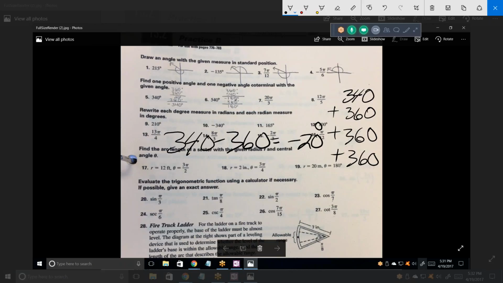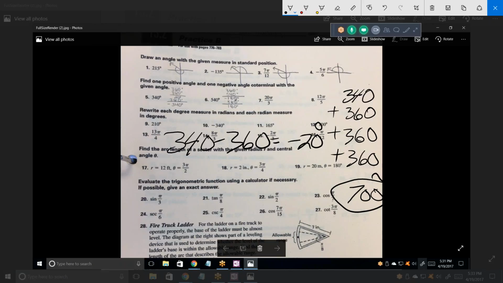So one positive would be 340 plus 360. You've subtracted them here. You don't want to subtract them. You want to add them. So 700 would represent an angle that is coterminal with 340. You understand why? No. Because coterminal angles are multiples of 360. So you always want to either be adding or subtracting 360, not 340.